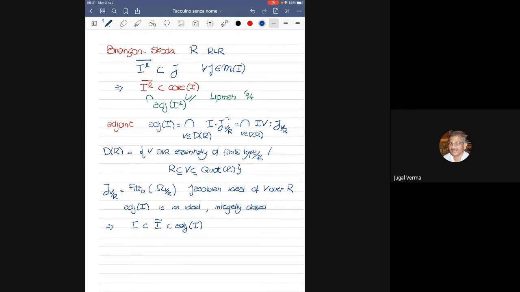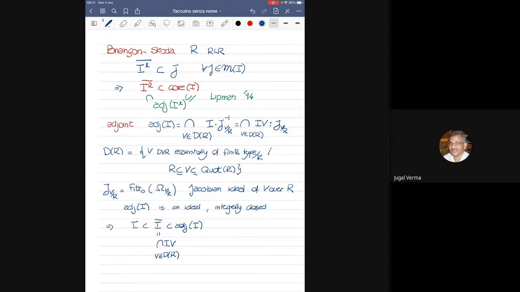So you have this inclusion always. And another way you could have thought about I bar, remember, is also the intersection of IV, where V are divisorial valuations. So that shows immediately that I bar is anyway in the adjoint.